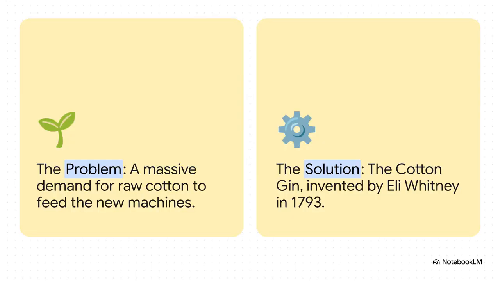Okay, so now factories can spin yarn and weave cloth like there's no tomorrow. What's the new problem? They need a mountain of raw cotton to feed these hungry machines. But cleaning the seeds out of raw cotton by hand was just agonizingly slow. This brings us to the next big challenge, and the solution came from an American inventor named Eli Whitney. His cotton gin could clean cotton 50 times faster than a human could. It was exactly what the British mills needed.